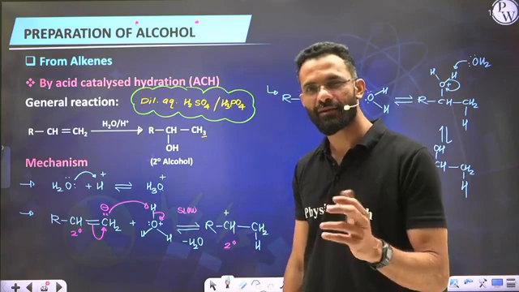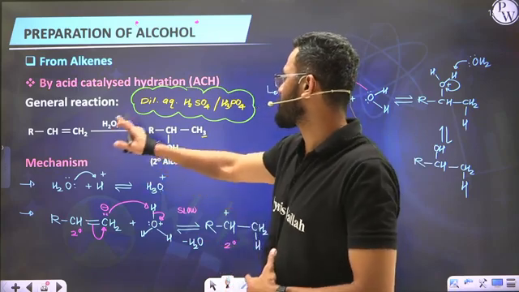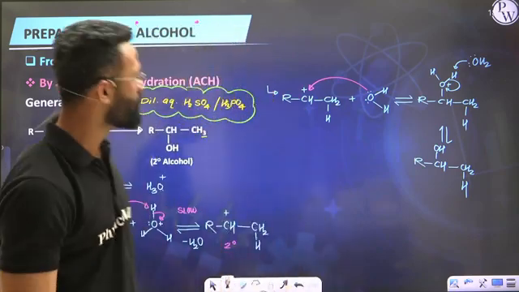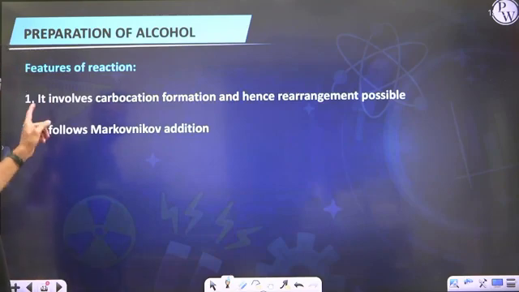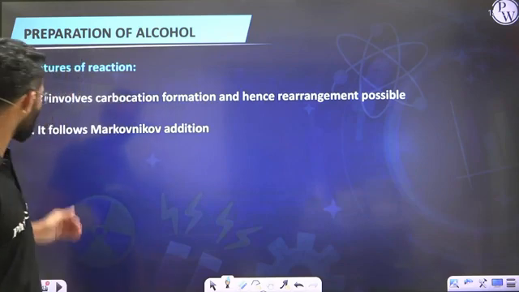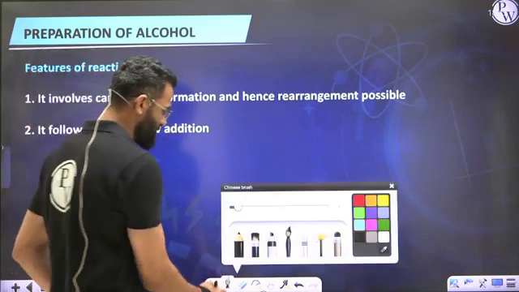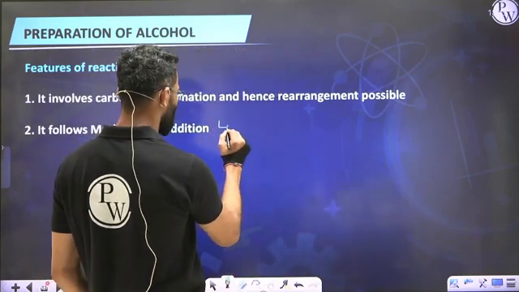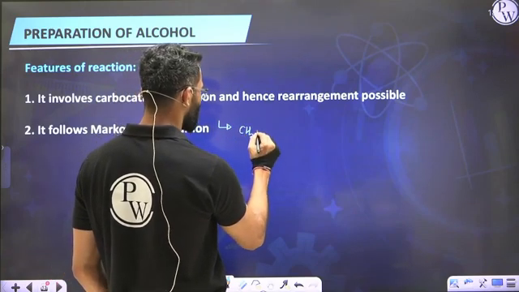Other than this, some other important points which I discussed: whenever you carry out acid catalyzed hydration, we always use dilute aqueous H2SO4 or H3PO4. So the important features of this reaction are, it involves carbocation formation and hence rearrangement is possible. Second, it follows Markovnikov addition. Well guys, now let me show you a unique example of acid catalyzed hydration, which is the only example that can produce primary alcohol.